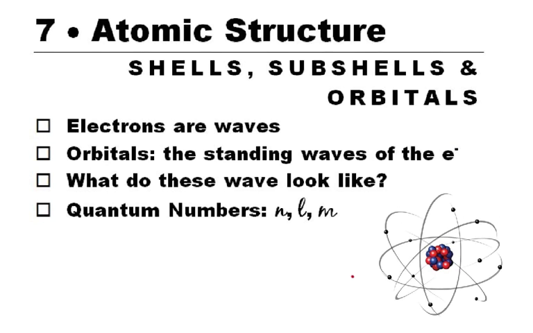Down here in the corner, we have a popular picture of what an atom looks like, a nucleus with the electrons flying around. But as we work on things more, we find out that the electrons are waves, and standing waves. So we call these orbitals. The orbitals are the standing waves of the electron. We want to see what these waves look like, or at least how we visualize them according to quantum mechanics. And last but not least, there are some variables involved in these wave equations, and those are called the quantum numbers.